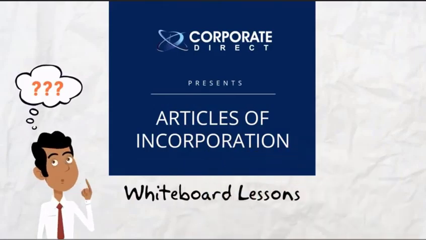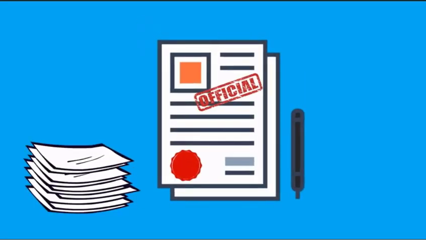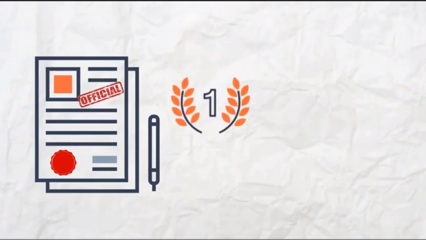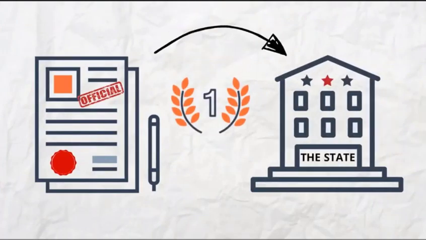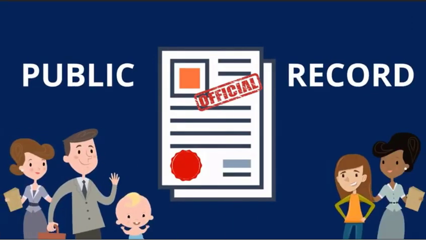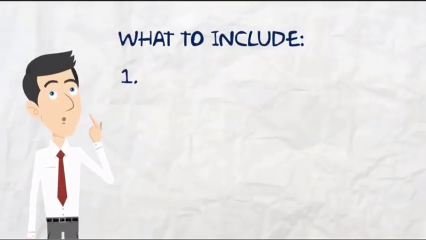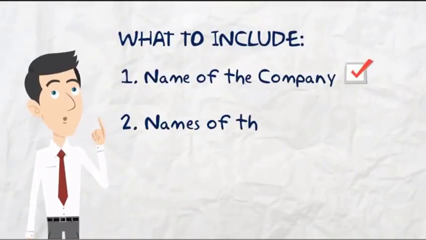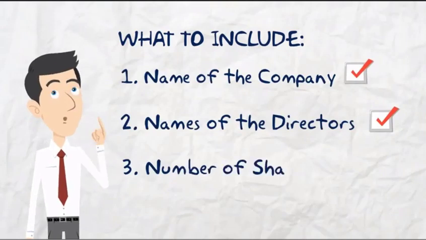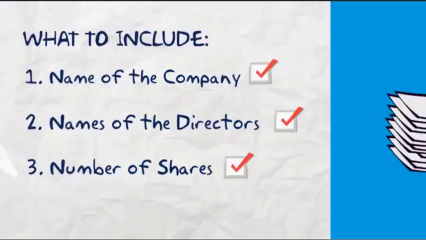What are articles of incorporation really? They sound so official, and they are. Articles of incorporation are the first filing you make with the state. They are a matter of public record, which means anyone can read them. So you want them to be brief. You will include the name of the company, the names of the directors, and the number of shares you want to authorize. That's pretty much all you want to include, since it is a public document.